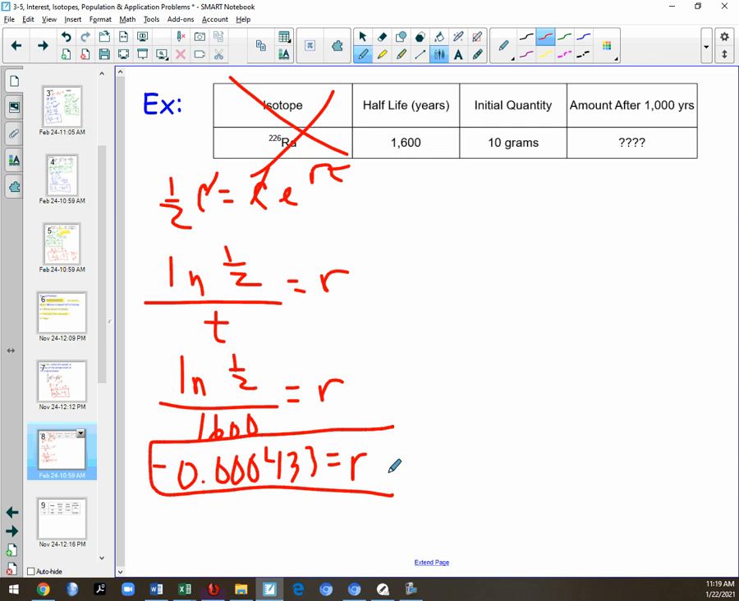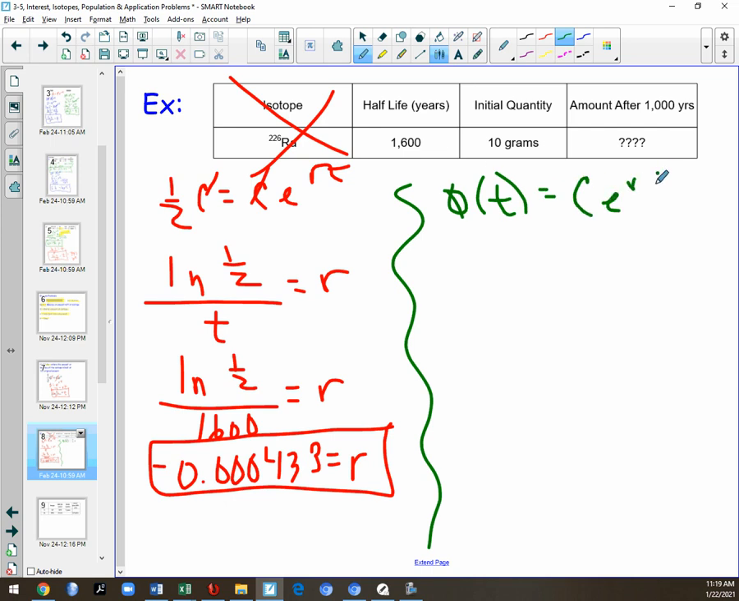That's the rate at which this isotope is declining or decreasing. So now I need to find how much I'm going to have after 1,000 years, and I'm going to use that rate. So Q of T, which is the amount I'm going to have, is equal to P e to the r t. I want to know how much I'm going to have, so I'll say I had 10 grams initially.